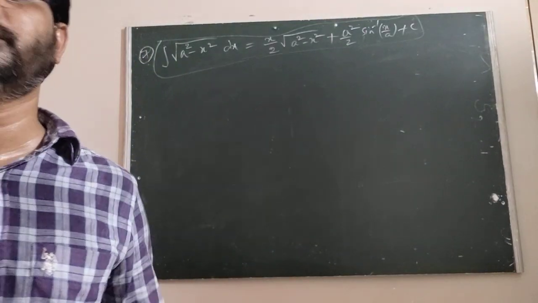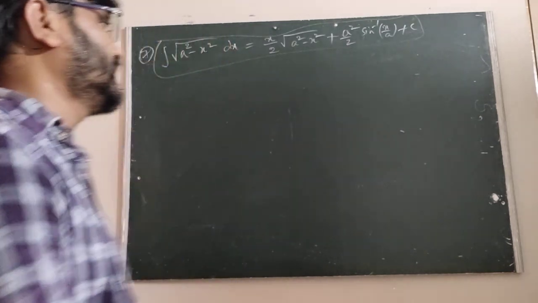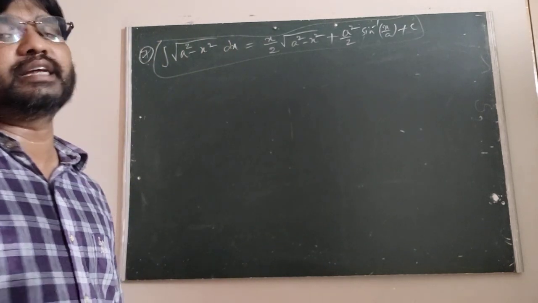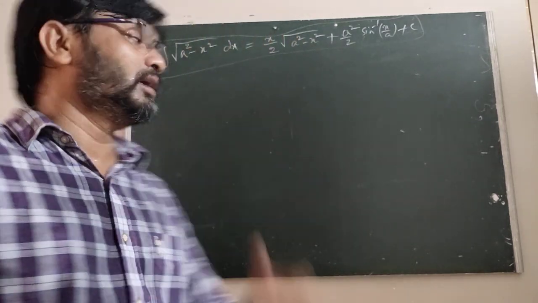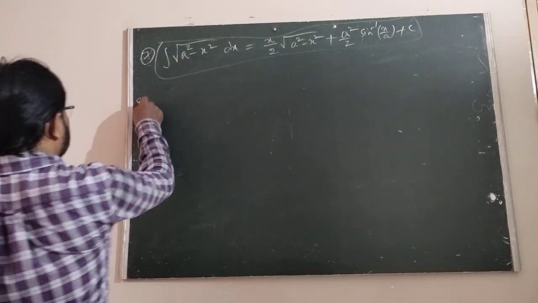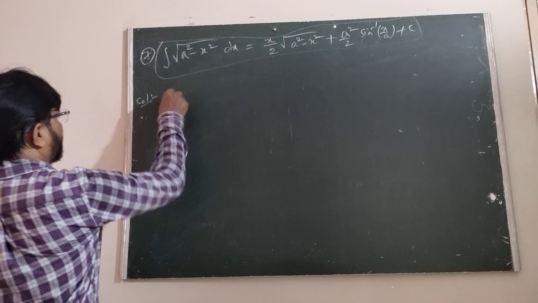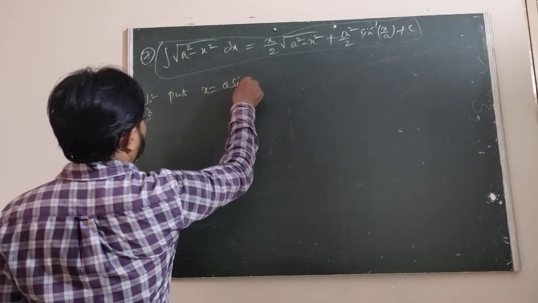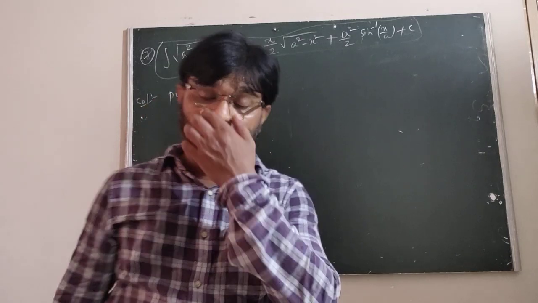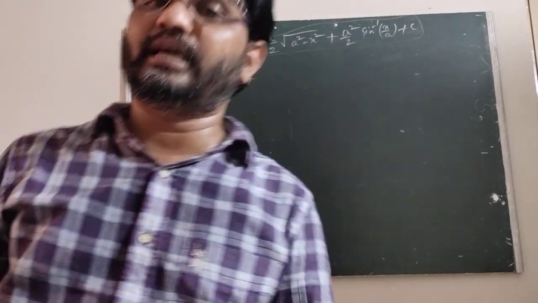is that the suitable substitution for x is a sin theta or a cos theta. X equal to either a sin theta or a cos theta. Therefore, in this case, we are taking x equal to a sin theta. This is our substitution. X equal to a sin theta.